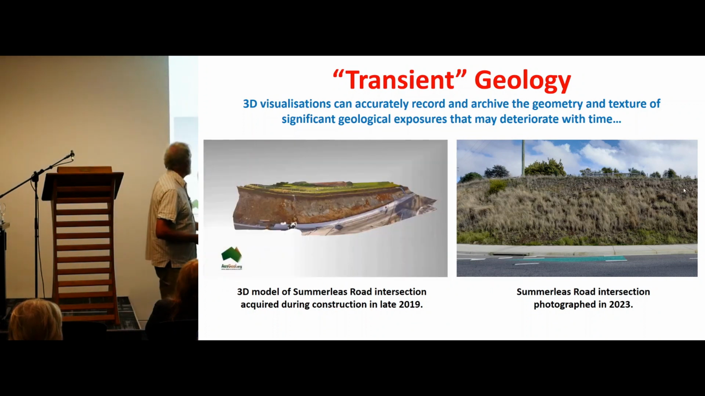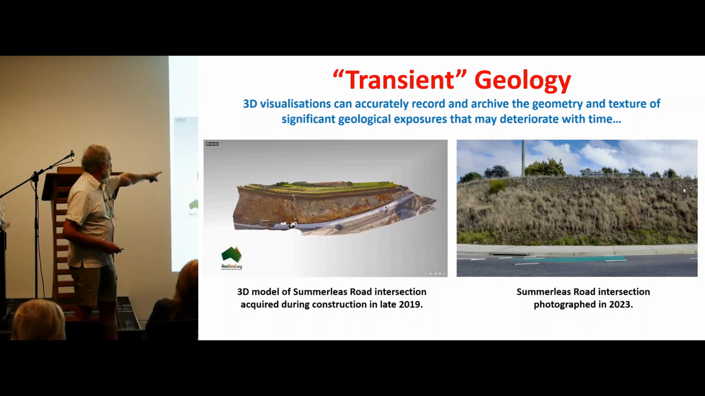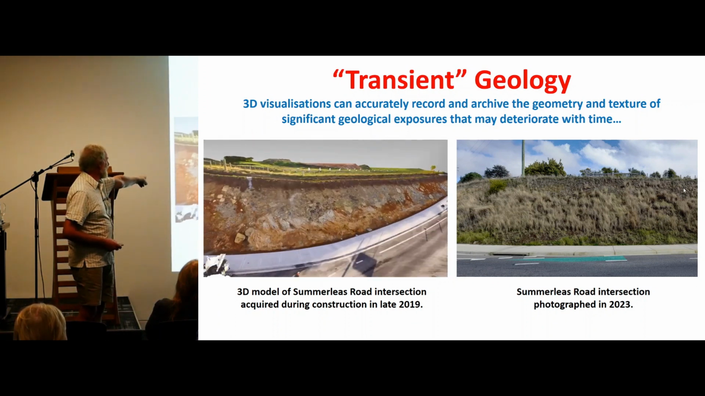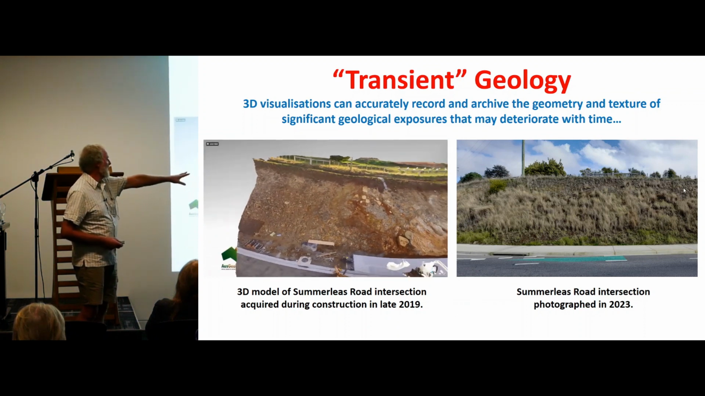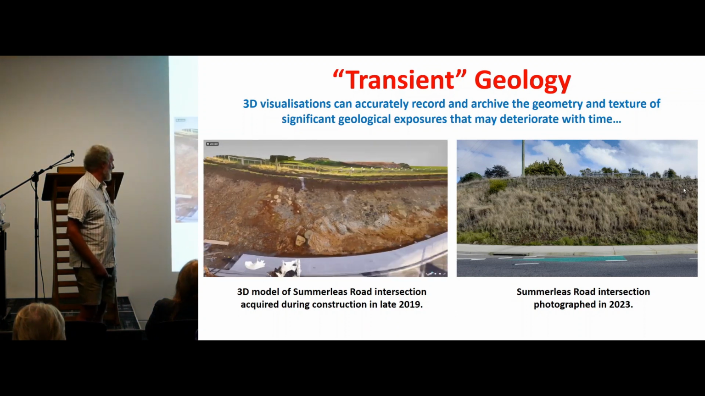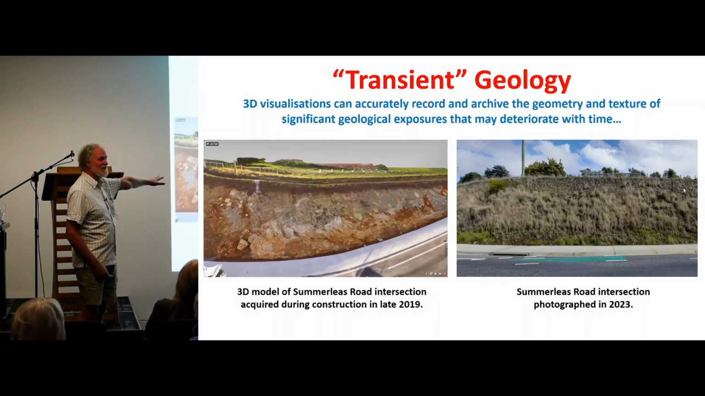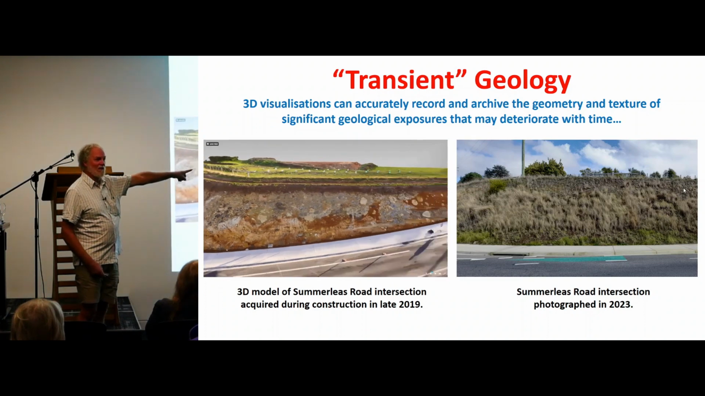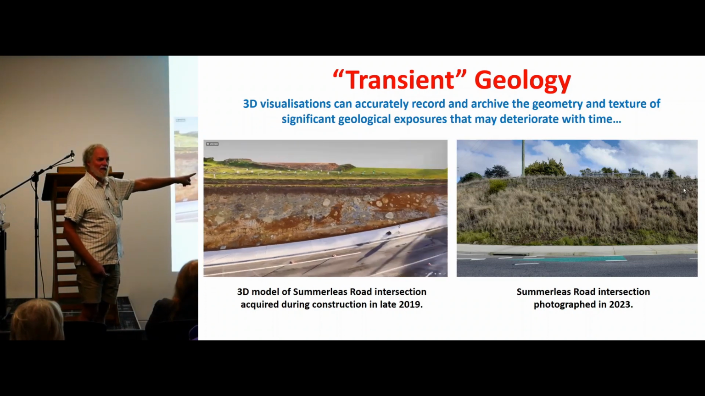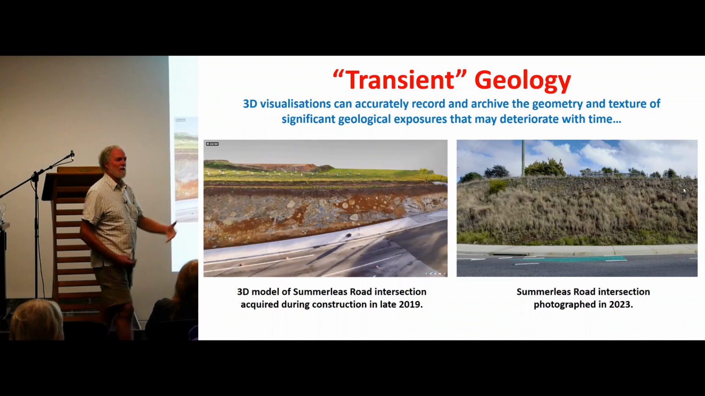To illustrate that, here is a new road cutting near Hobart on the left-hand side. You can see the amazing detail and the complexity in this. It's tertiary basalt on the left-hand side and tertiary mass flow deposits on the right-hand side. That was in 2019. Absolutely brilliant outcrop, and last week, that's what we see. So geology is transient, particularly in, say, a mining environment.